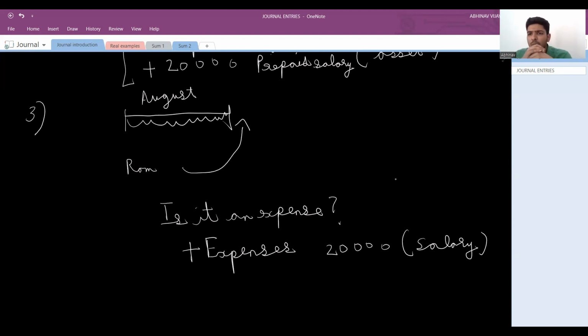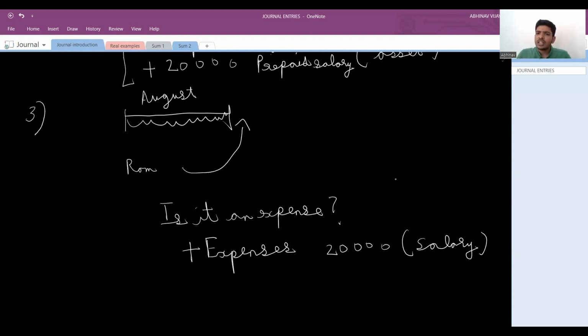Now, cash is not paid. This brings me to the next concept. Now, cash is not paid, but both sides should tally. So, what should we do? Okay, let's think like this. At the end of the month of August, the company is not paying Ram a salary, but it has to pay him. So it's an obligation, it's a headache on the head of the company to pay Ram's salary.